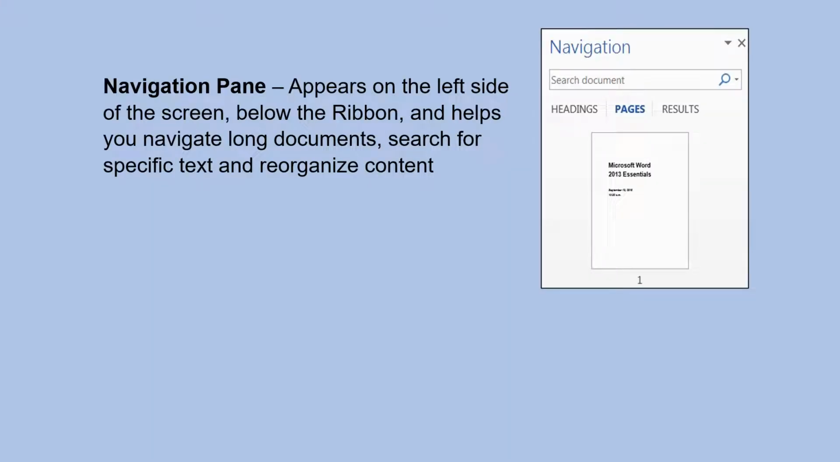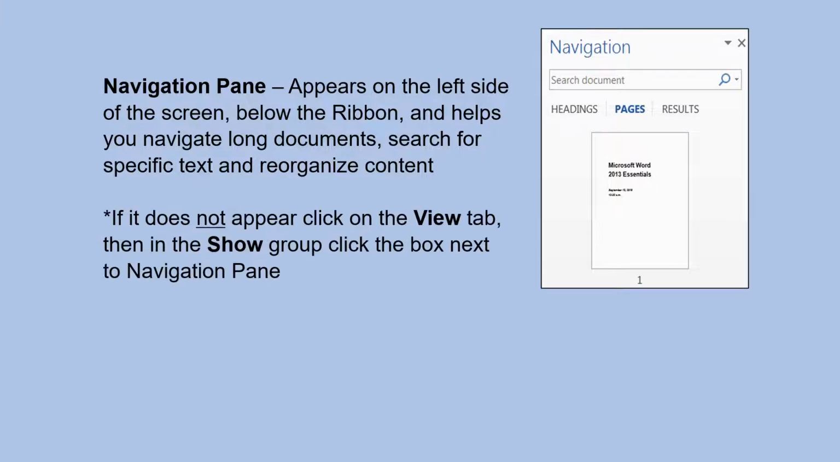The navigation pane appears on the left side of the screen next to your document below the ribbon, and it helps you navigate long documents. So if you want to search a certain word, you can, without having to scroll through the entire document, you can search for it here and find it.